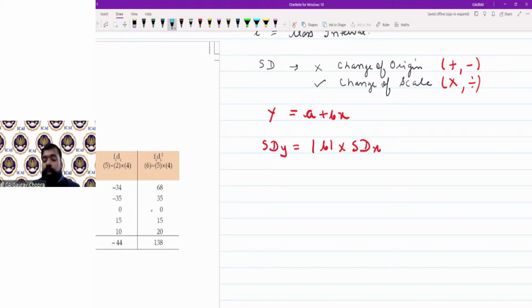Okay, so let's take one simple example. y is equal to 10 plus 2x and standard deviation of x is 4. What will be the standard deviation of y? So this you have to calculate. It's very easy. First find out the mod of b. So it is 2 from the equation. So 2 multiplied by standard deviation of x, which is 4, gives us 8. This is the standard deviation of y.